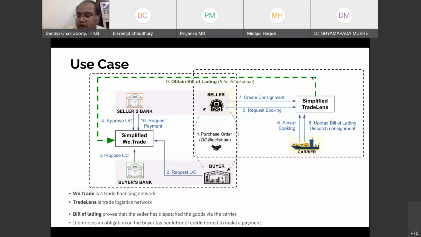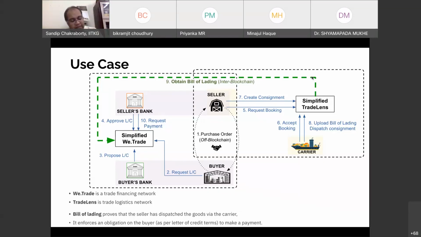And here you see what we are going to transfer. Unlike Bitcoin or Ethereum, which are particular assets with specific definitions, here we are going to transfer a certain form of data, and that data represents the state of the network. Whenever you transfer the data from the TradeLens network to the WeTrade network, the TradeLens network contains the state that the carrier has successfully transmitted the goods to the buyer and uploaded the bill of lading for the dispatched consignment. That consignment has been uploaded and verified. After that, this particular state needs to be transferred to the WeTrade network.